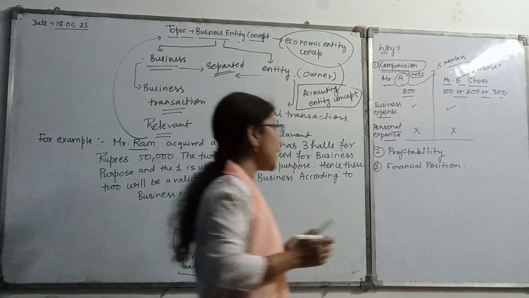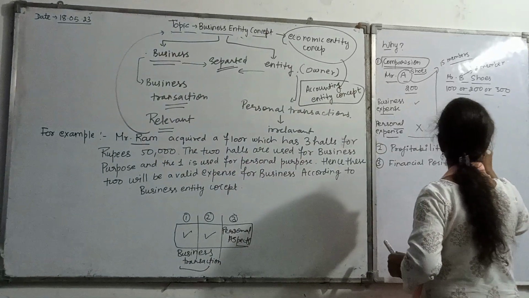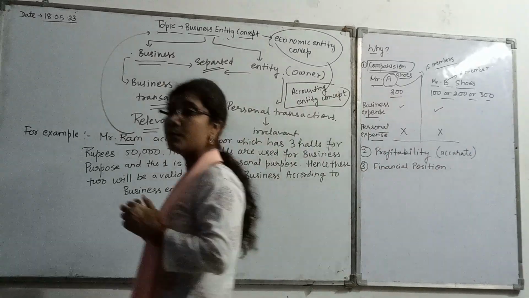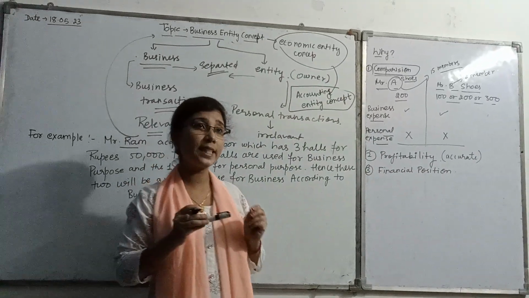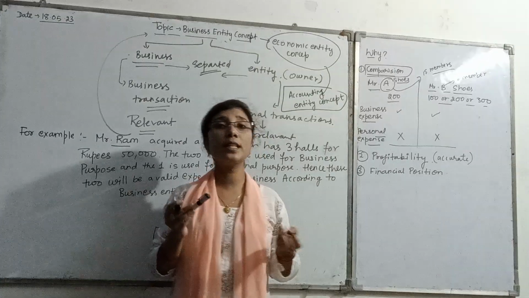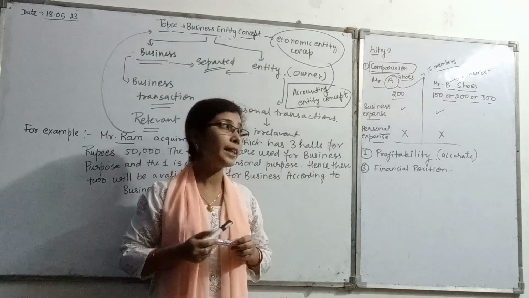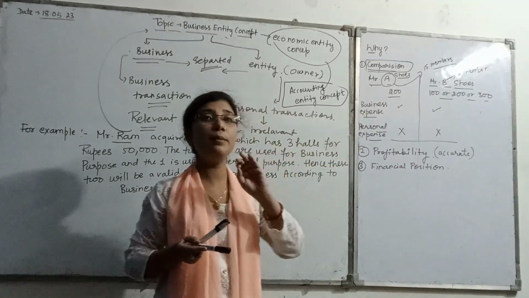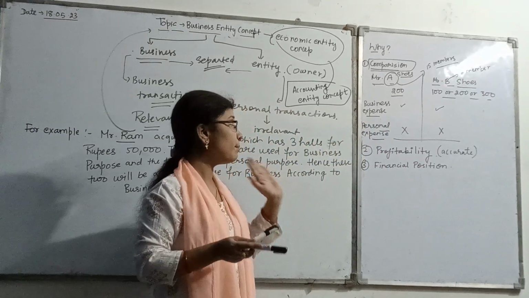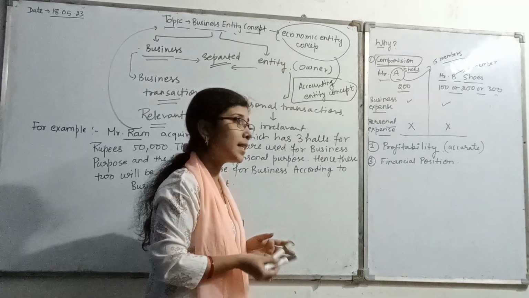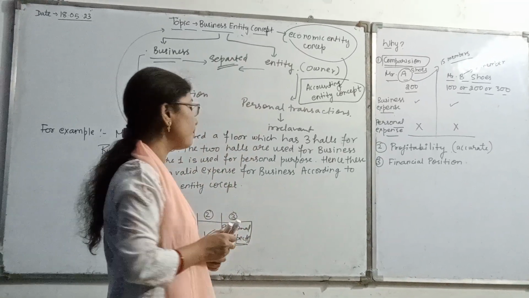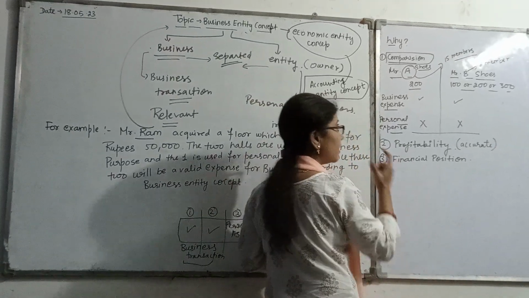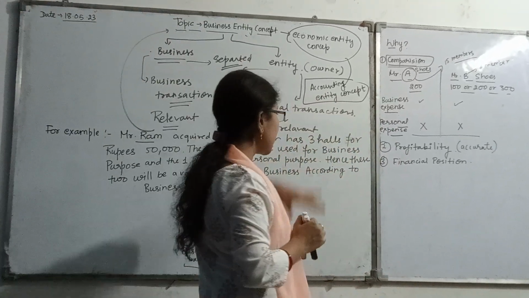Profitability is accurately considered only when comparison is possible, when the profits of two different companies are comparable. Then the accurate profitability will be considered only when the business and the owner's personal expenses are kept different. Financial position can also be considered when this concept is applied.